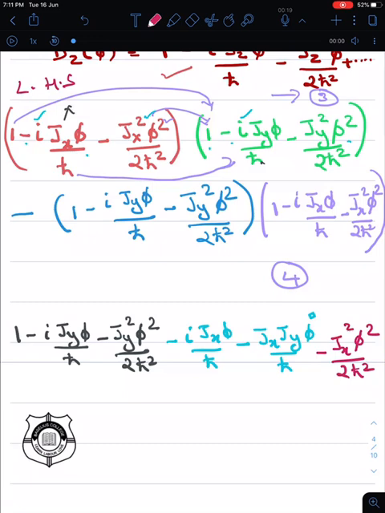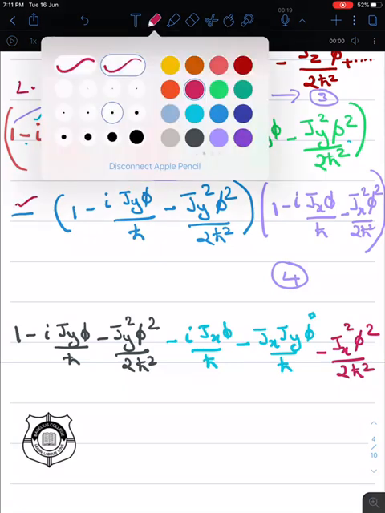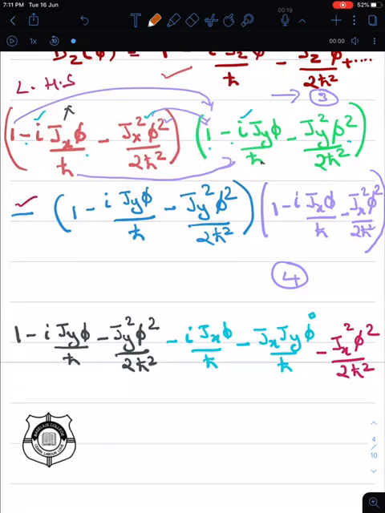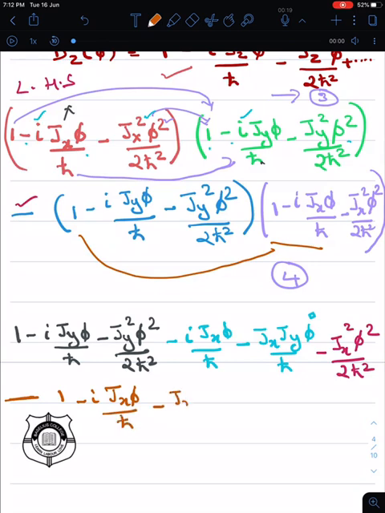We'll talk about the right hand side later, after simplifying this left hand side. This we have completed. Now, apart from this, we have minus this, again you have 1 multiplied by this bracket. So we have 1 minus i jx phi by h cross minus jx square phi square by 2h cross square.